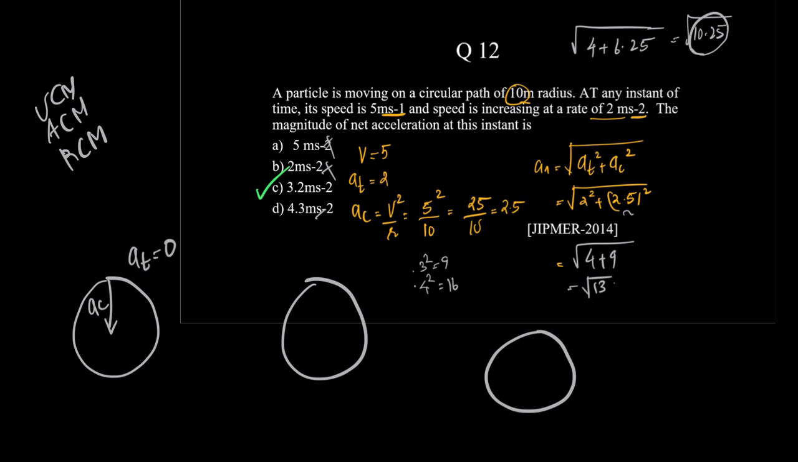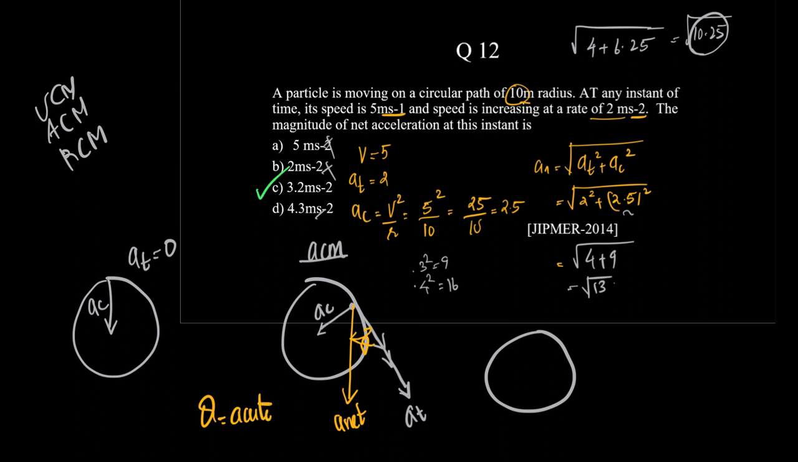In accelerated circular motion, what we have is centripetal acceleration acting towards the center, velocity acting along the tangent, and another vector, the tangential acceleration, acting in the same direction as velocity. And then we have a net. And what is the angle here? The angle made between the velocity vector and a net is theta, and the nature of it is acute.